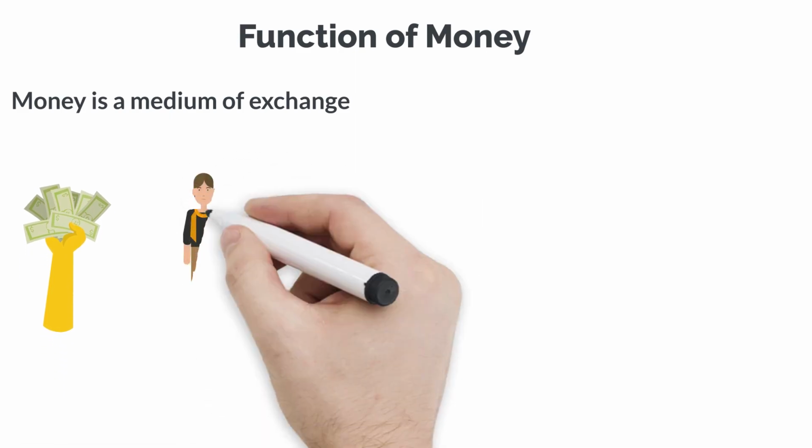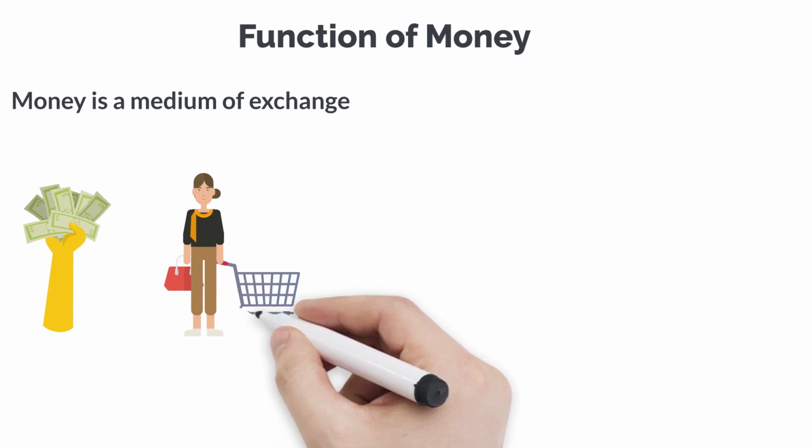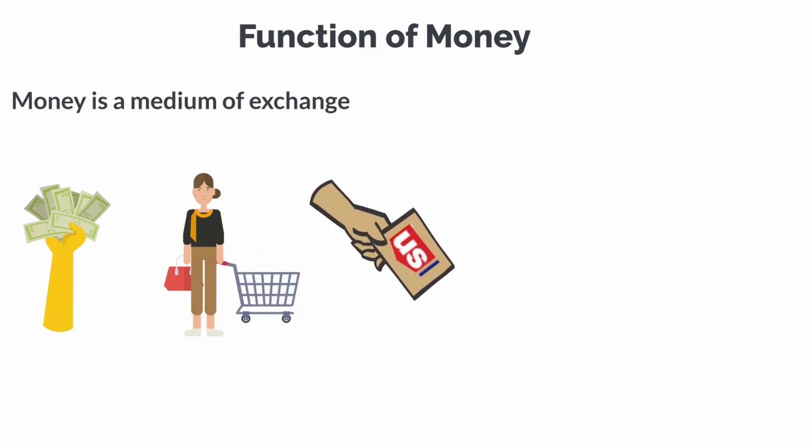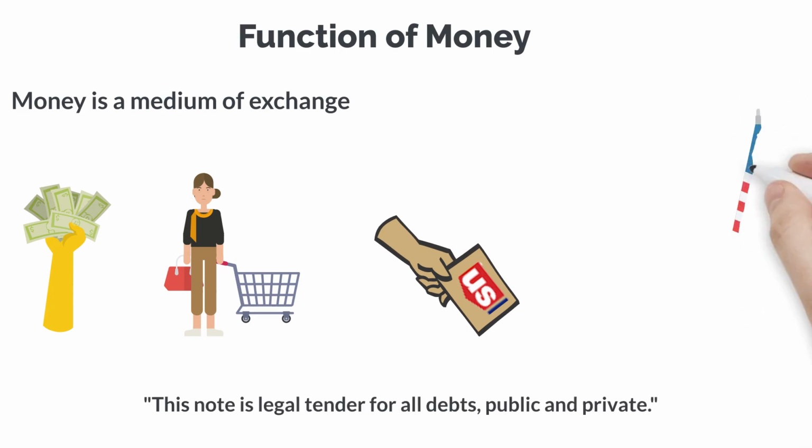Money is a medium of exchange. This means that money is widely accepted as a method of payment. When I go to the grocery store, I am confident that the cashier will accept my payment of money. In fact, U.S. paper money carries this statement: "This note is legal tender for all debts, public and private." This means that the U.S. government protects my right to pay with U.S. dollars.